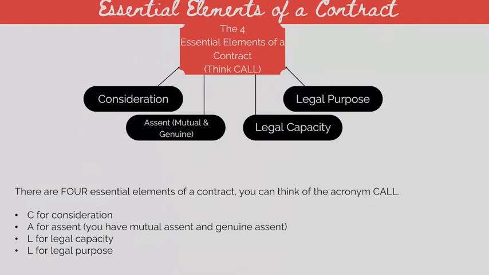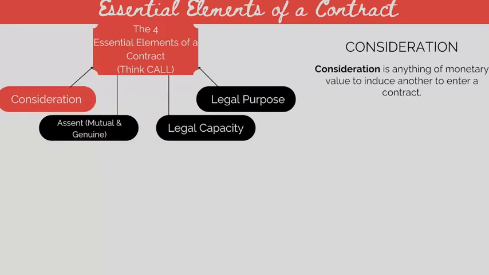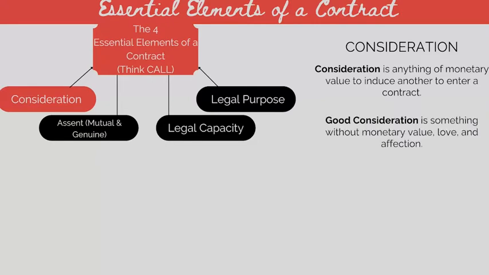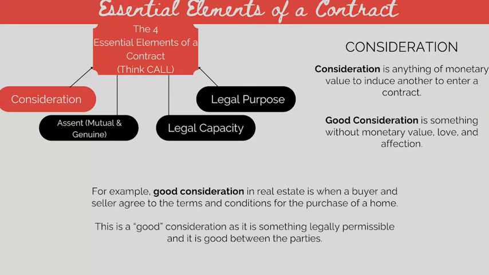All right, now essential elements of a contract. There are 4 essential elements of a contract, and you can think of CALL: consideration, assent, legal capacity, and legal purpose. For consideration, this is anything of monetary value to induce another to enter a contract. Good consideration is something without monetary value, such as love and affection. For example, good consideration in real estate is when a buyer and seller agree to the terms and conditions for the purchase of a home. This is good consideration as it is something legally permissible and is good between the parties.